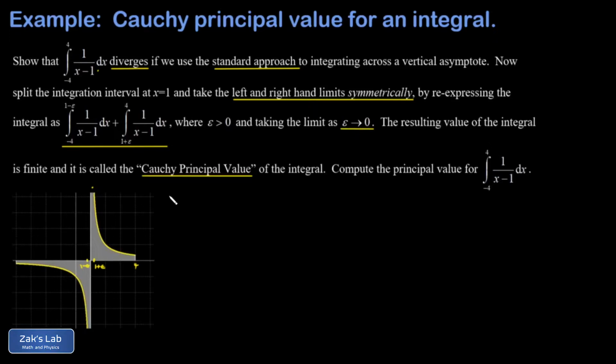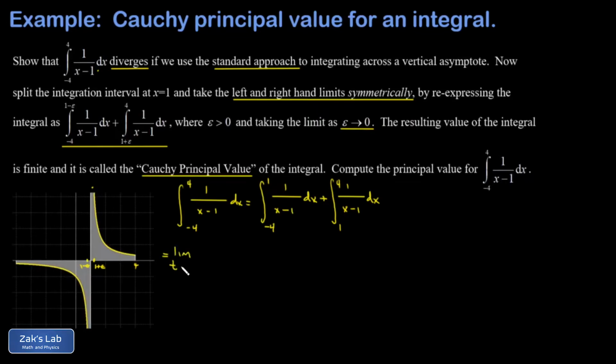So let's get into the actual work of the problem. First, we want to show that the standard approach results in a divergent integral. And so the standard approach is to split the integration interval at the problematic point x equals 1, and then subbing in x equals 1 is problematic in both of these expressions. So the integrand is not defined at x equals 1 for either one of these. So we replace that 1 with, for example, a t, and then we take the limit as t approaches 1. So for the first integral, t is going to be approaching 1 from the left. In the second integral, t is approaching 1 from the right.